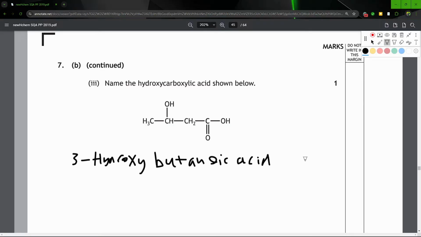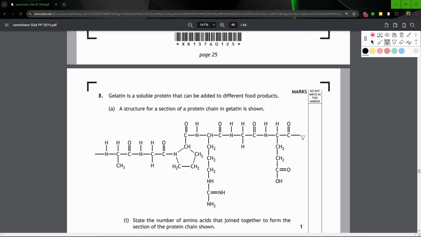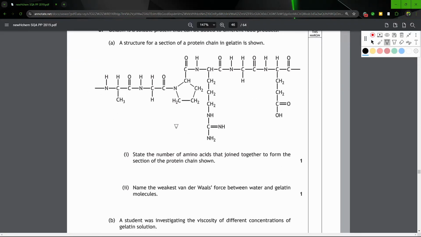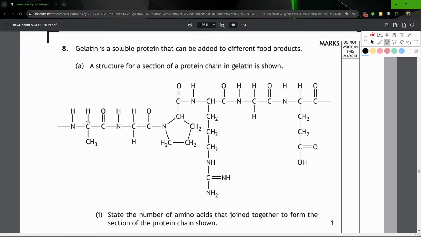Yeah, so this one's a bit tricky, but I'm sure you can get through it. And we're moving on to 8. Gelatin is a soluble protein that can be added to different food products. A structure for a section of the protein chain of gelatin is shown. You've got this complicated looking thing here. State the number of amino acids that join together to form the section of the protein chain. So what we're going to do here is count basically what's below here and see what they've connected together. So I think that should be 1 amino acid. I think that's going to be 2.